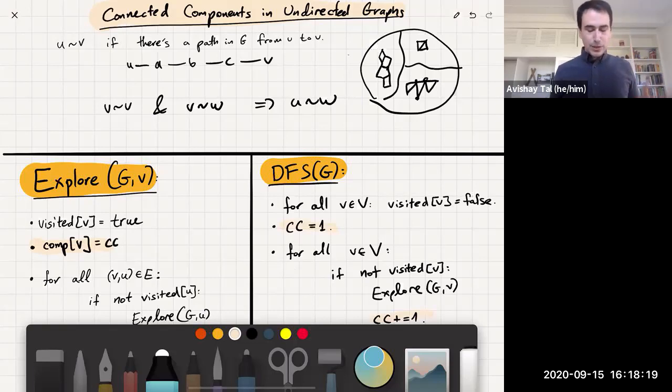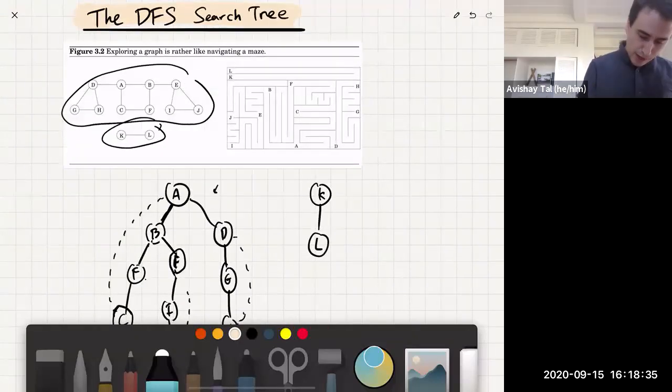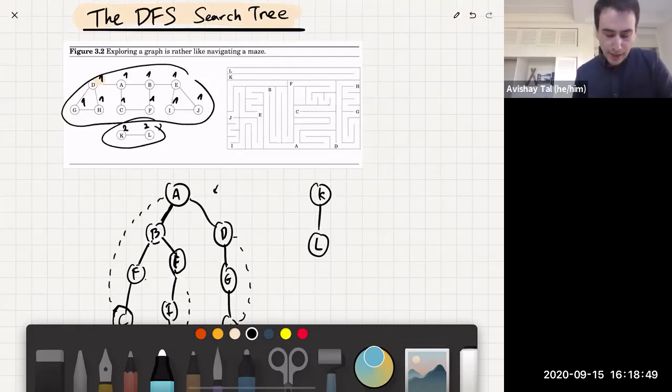Now, what would happen when I finished running this algorithm? Not only did I mark which vertices are visited, I marked for every vertex in which connected component it belongs. So in particular, if I run it, for example, on this previous graph, then all these vertices would be marked with 1. When I'm done exploring, I'm increasing the counter, and then I'm running it again on K, and now I'm marking all these vertices with 2.